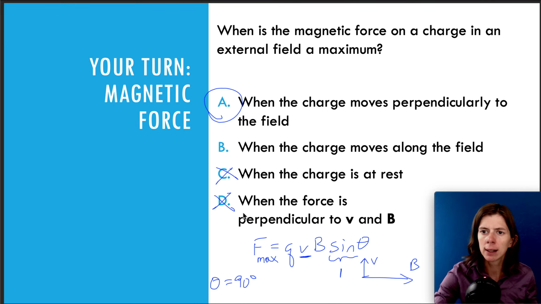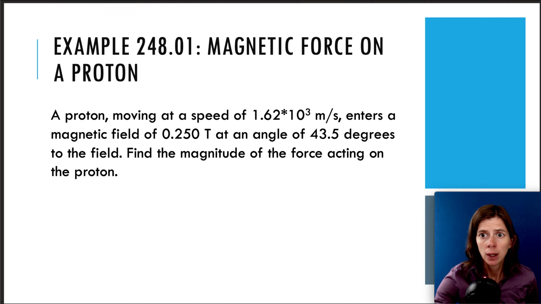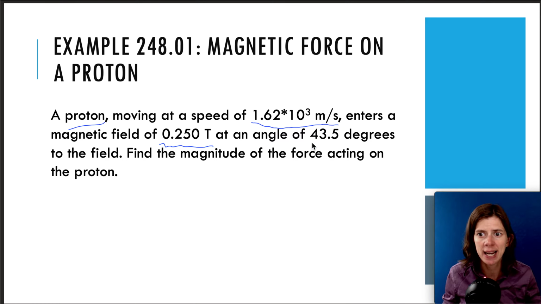So that was a lot to take in, so make sure to take some notes and really understand this concept of figuring out what the angle is and how that can tell us if we have a minimum or maximum force. Let's take a look at this example. I added it to this video because it's a quick plug and chug example. We have a proton moving at 1.62 times 10 to the 3 meters per second that enters a magnetic field of 0.25 teslas at an angle of 43.5 degrees to the field. Find the magnitude of the force acting on the proton.